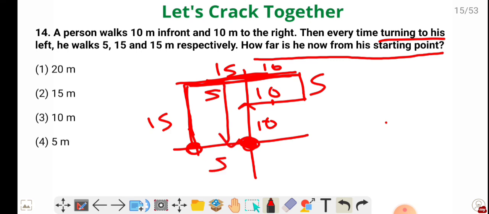Answer 4 is correct for this, because he first goes in front, then right, then first left 5 meters, second left 15 meters, and third left 15 meters. So we have to identify the distance between the starting point and end point. According to the direction-based structure, this answer will be 5 meters.